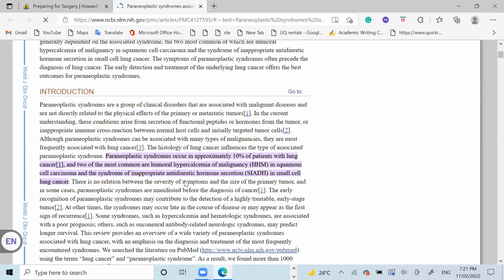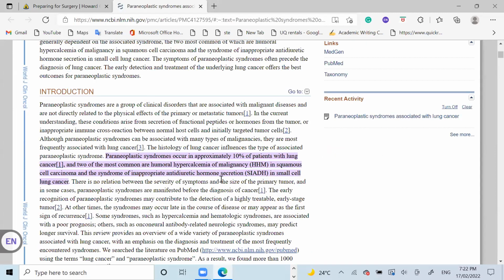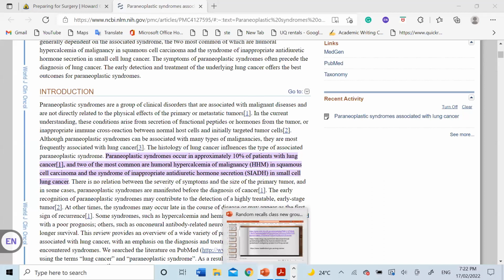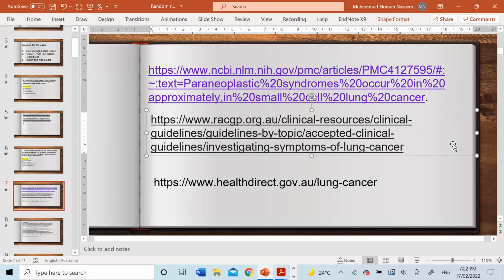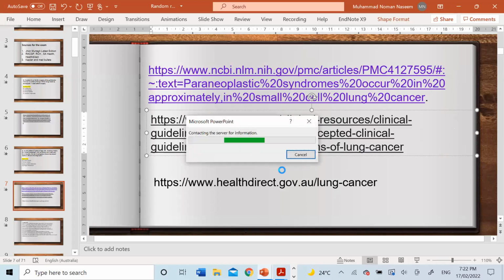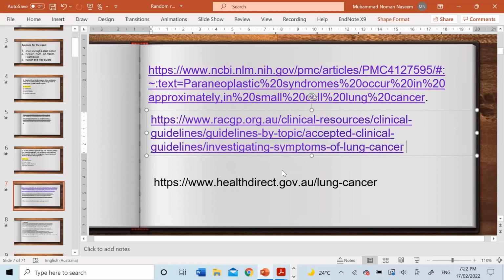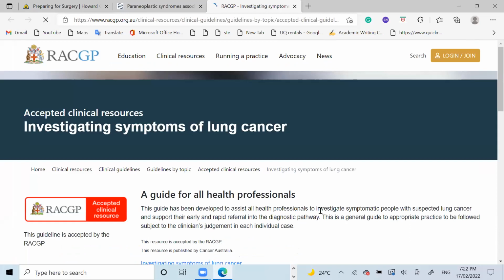All right. So paraneoplastic syndromes in lung cancer occur in 10% of the patients. And there are two most common ones. Number one is hypercalcemia in squamous cell carcinoma, and the syndrome of inappropriate ADH secretion in small cell lung cancer. So for every patient of lung cancer, besides doing the chest imaging, you have to do the lab as well to rule out the paraneoplastic syndrome. This is the RACGP guideline about the signs and symptoms and the detection of lung cancer.